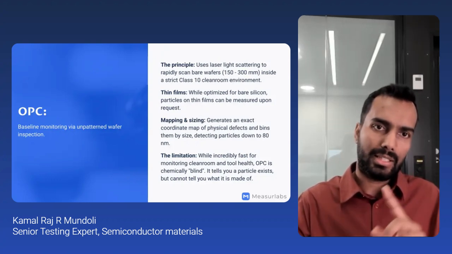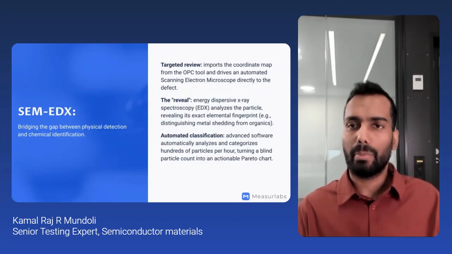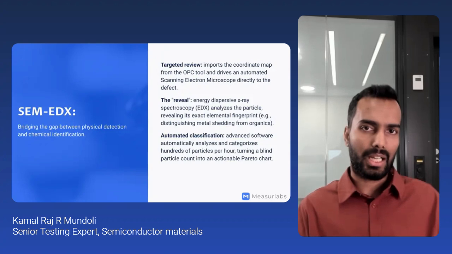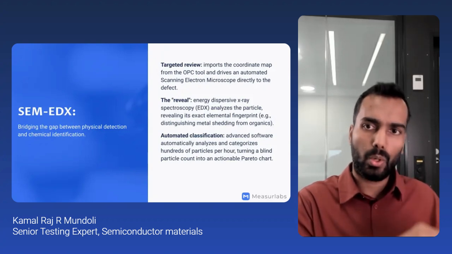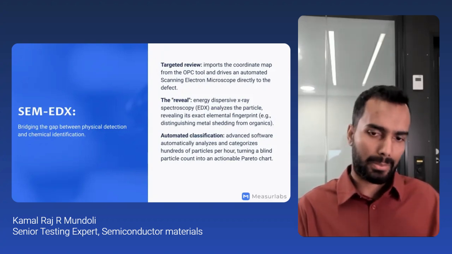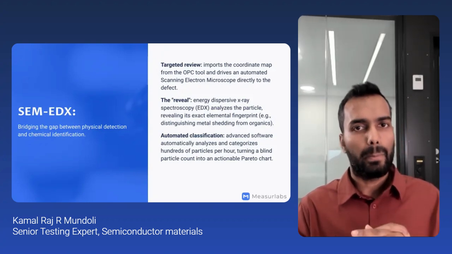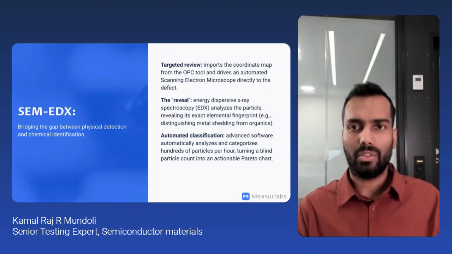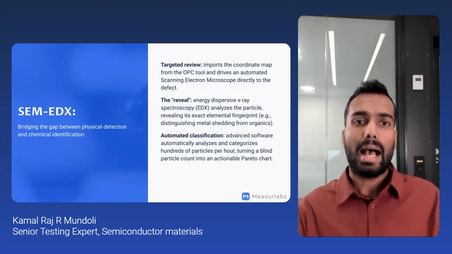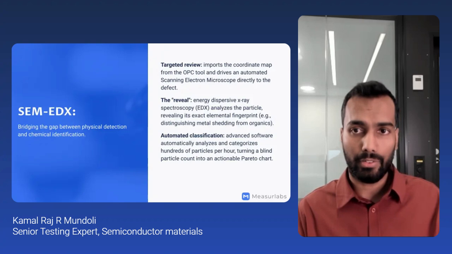That brings us to the second part of the particle equation, which is automated SEM-EDX. To figure out what those particles actually are, so you can fix the root cause, we need to move from purely optical detection to explicit chemical identification. And this technique brilliantly bridges the gap between physical detection and chemical identification, because we use high-end automated defect review tools to perform a targeted review.